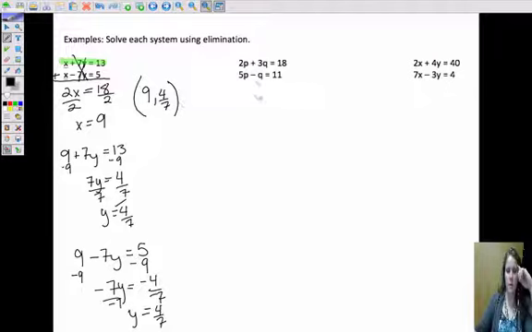Okay, so let's go over here. Now, here we have 2p plus 3q equals 18, and then we have 5p minus q equals 11. Here it's not as easy because we don't just have the same variable, a positive and a negative. We do have a positive and a negative for q, but here we have 3 q's and here we only have 1. So if we added this together, we'd still be left with 2 q's.